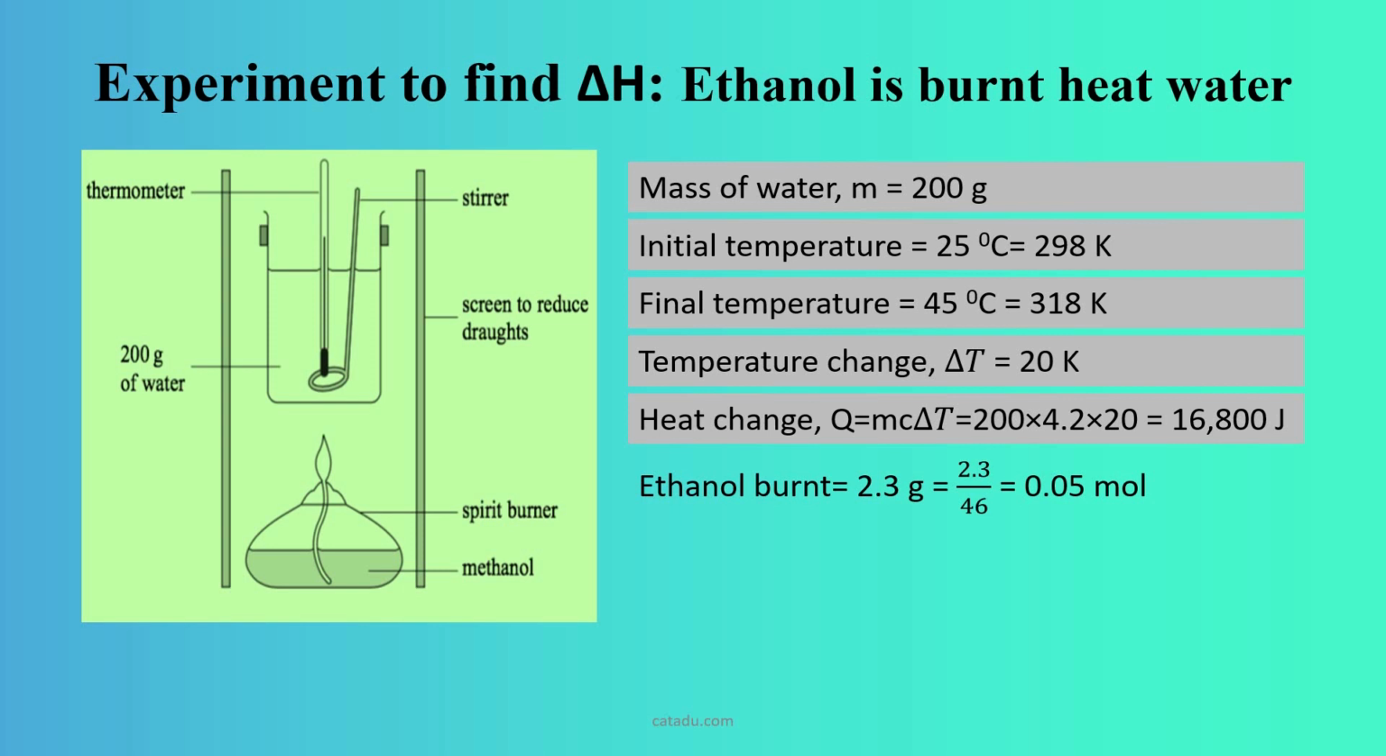And the ethanol is burned. The initial mass of the spirit burner and the final mass, the difference is 2.3. We convert the 2.3 gram of ethanol, divided by Mr, to moles, that is 0.05. We divide the heat change by the mole, and we get the enthalpy change negative 336 kilojoule per mole.